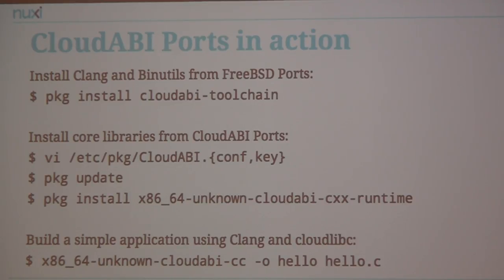After that, we can add a configuration snippet for CloudABI to /etc/pkg. And then we can install actual packages coming from CloudABI's repository. An important one that you typically want to install is x86_64-unknown-cloudabi-cxx-runtime. The name is a bit long, but the names of the packages are always the name of the architecture, in this case x86_64-unknown-cloudabi, and then the name of the actual package, cxx-runtime in this case. And this installs a standard C++ runtime. Once that's done, we can just invoke the compiler to build simple applications, and that's all there is to it.